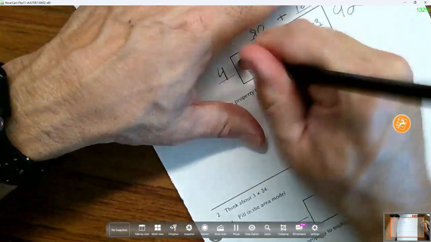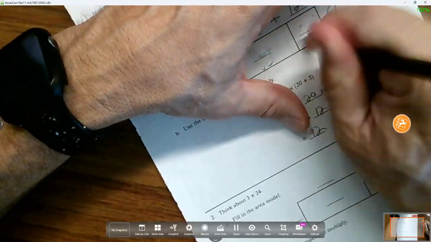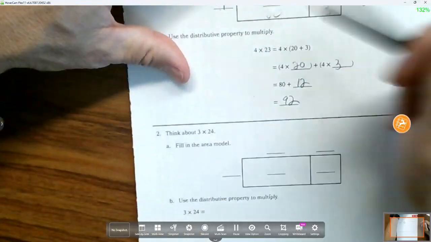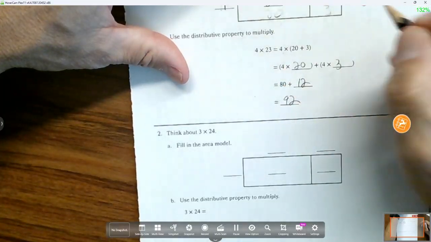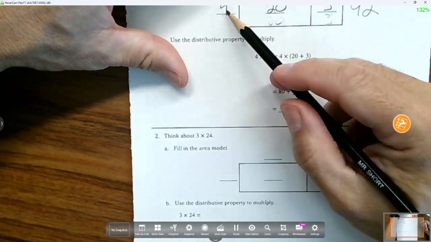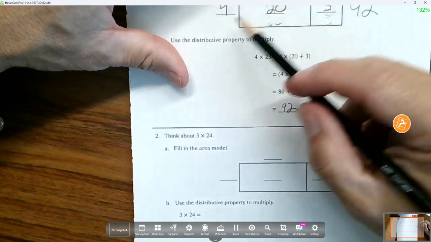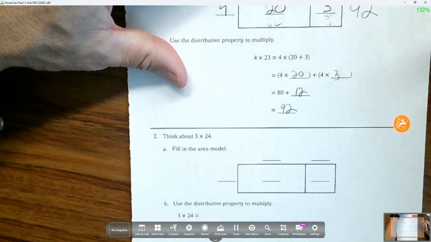Okay? But also, if you want to just write it nice and clean, you just have 20 right there. 3 right there. So 4 times 20 is 80. 4 times 3 is 12.